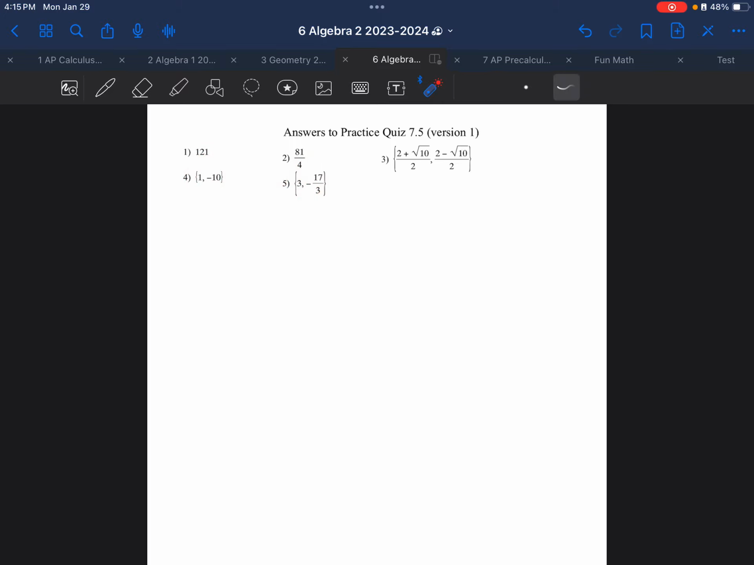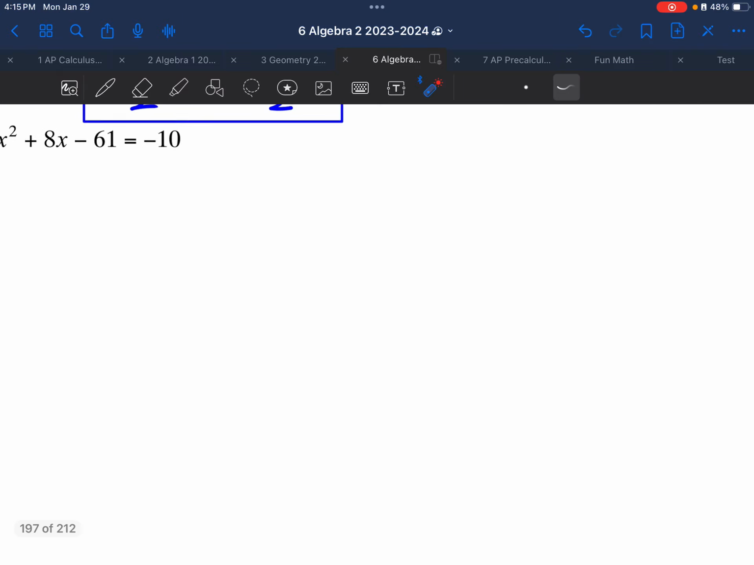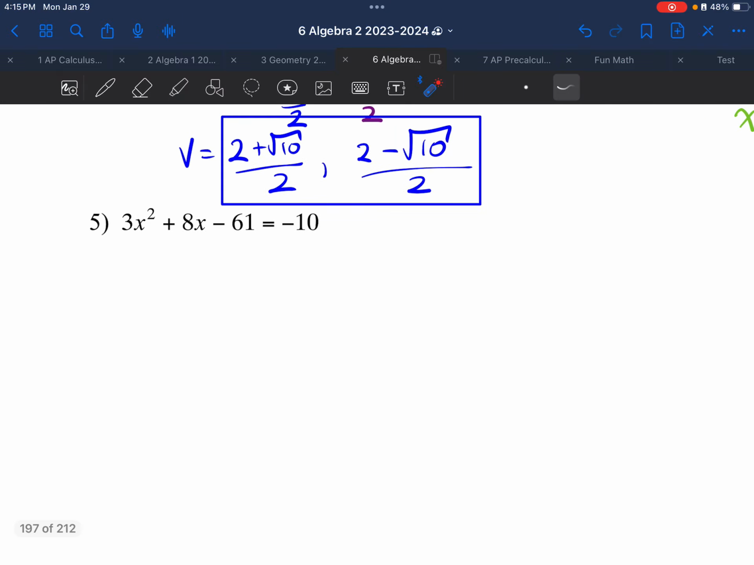Then we have the hardest problem of them all. We have number 5. So let's do number 5. Last problem on this practice quiz. So again, let's make some room for completing the square. I'm going to add 61 to both sides, and that's going to be 61. So I'm going to have 3x squared plus 8x is now equal to 51.